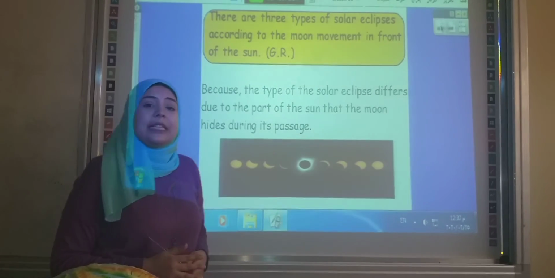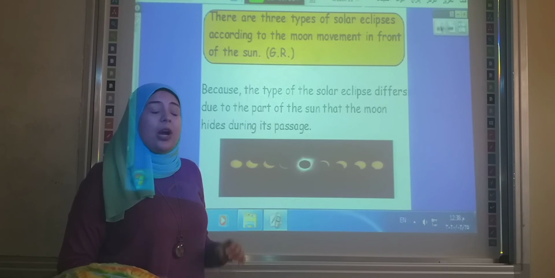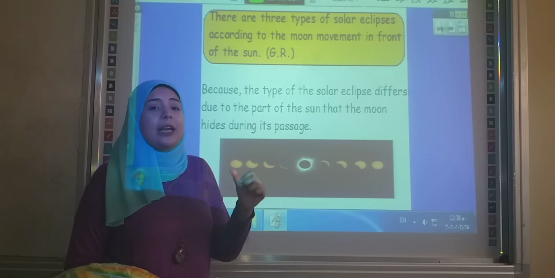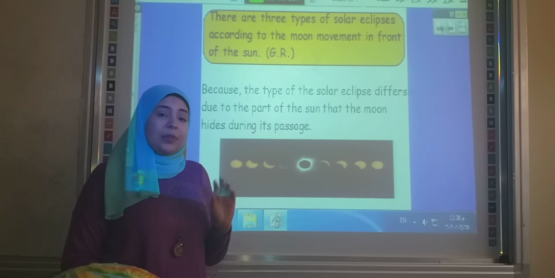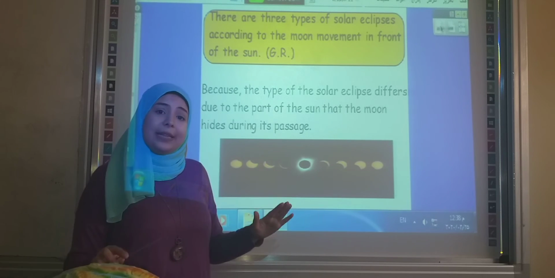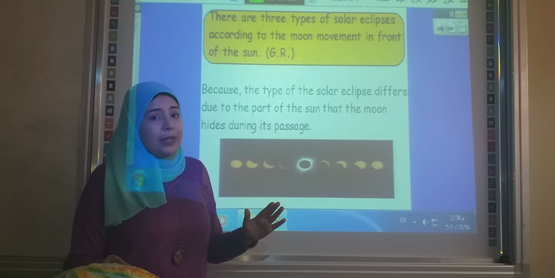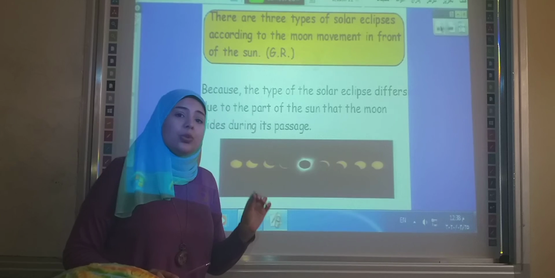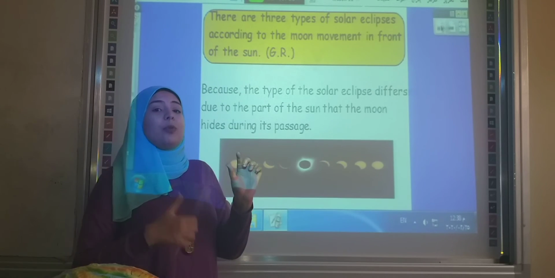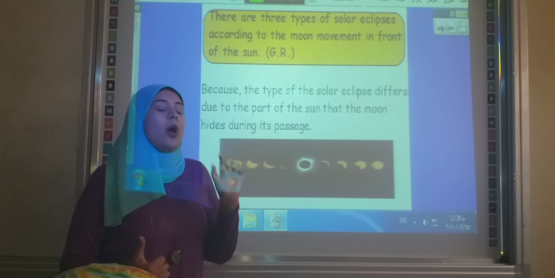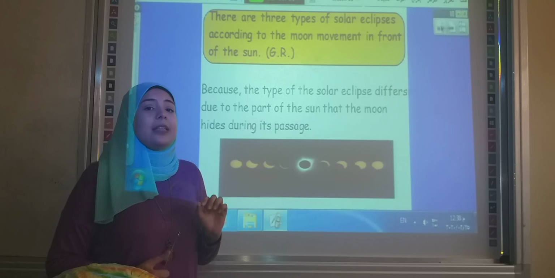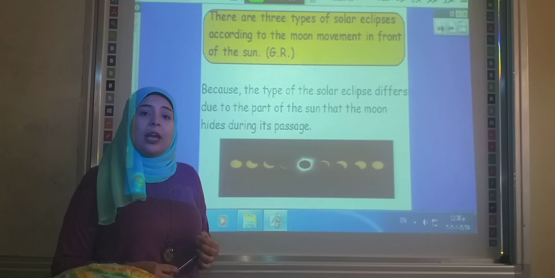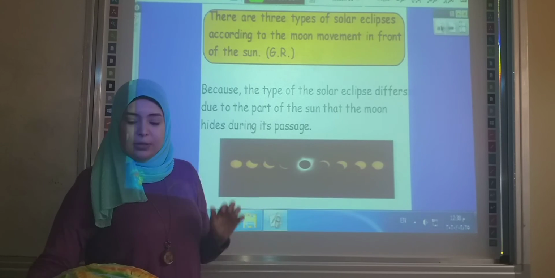Okay, the type of solar eclipse differs according to the part of the sun which the moon hides. Which means that if the moon hides the sun completely, the type of solar eclipse will be what? Yes, total solar eclipse. And if the moon hides part of the sun, the type of solar eclipse will be what? Yes, partial solar eclipse. And if the moon makes the sun appear as a lighted ring, it will be what? Annular solar eclipse. Okay.